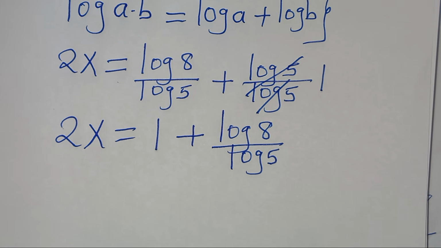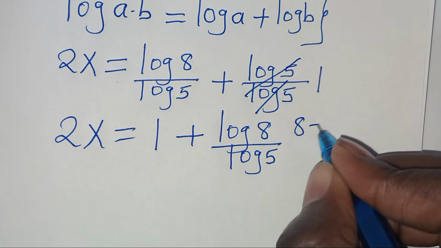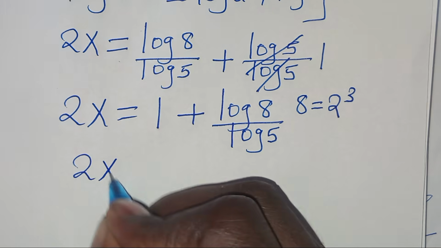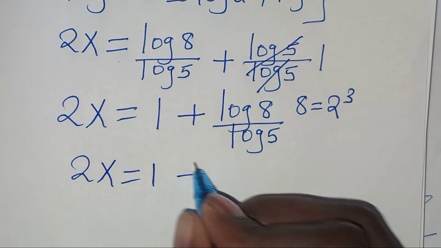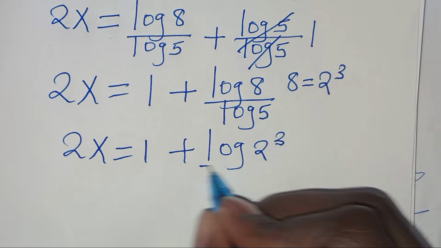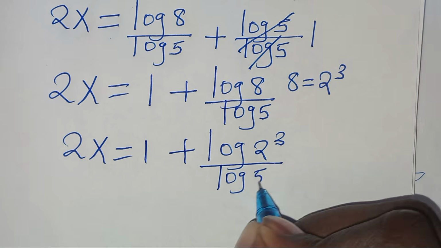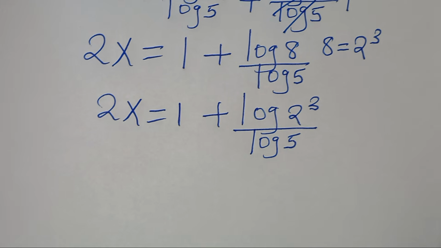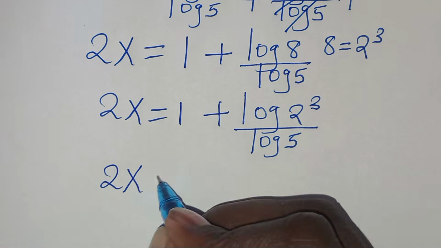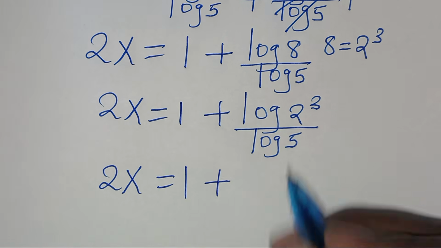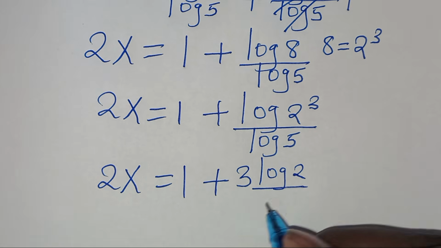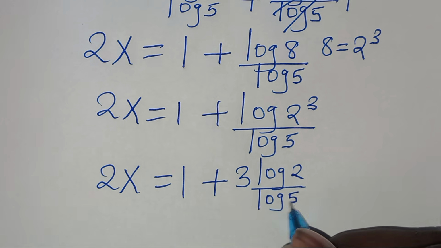Now the next step is that we can express 8 as the same thing as 2 to the power of 3, so that we have 2x equal to 1 plus log 2 to the power of 3 divided by log 5. Now applying the power log property here, this means that we have 2x equal to 1 plus 3 log 2 divided by log 5.